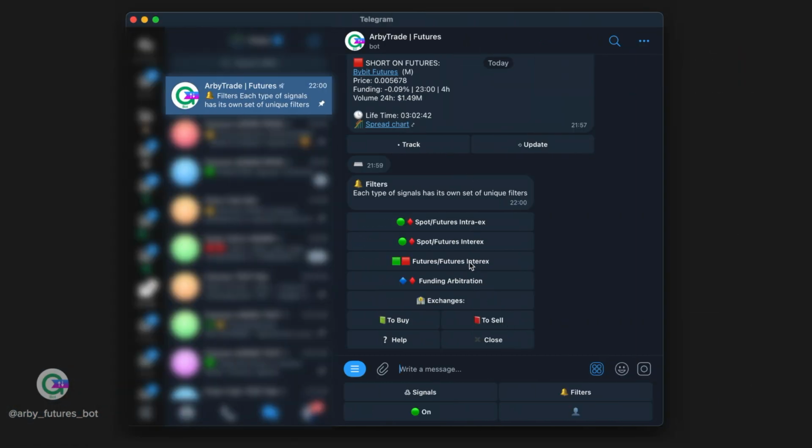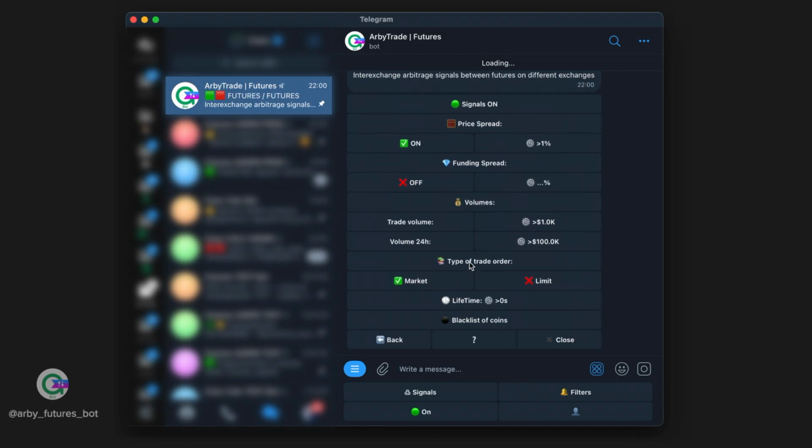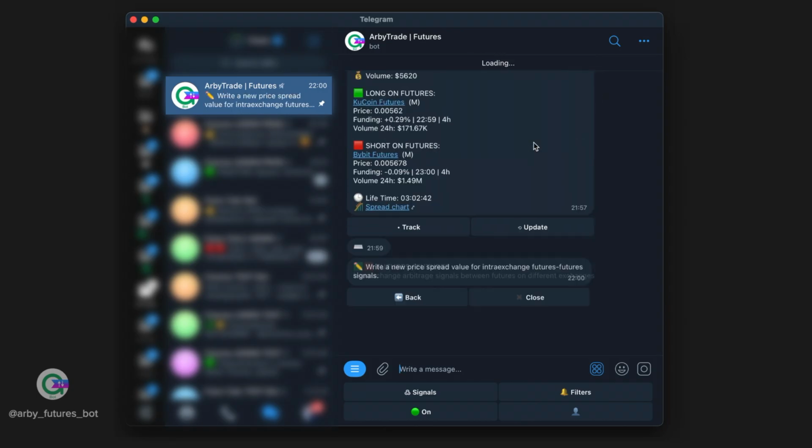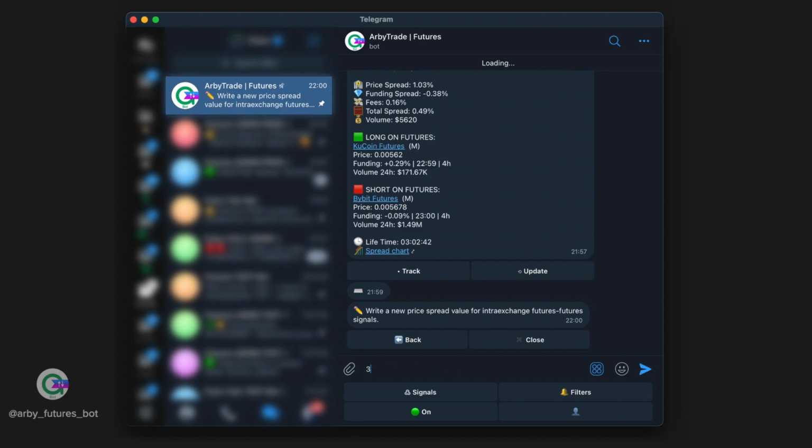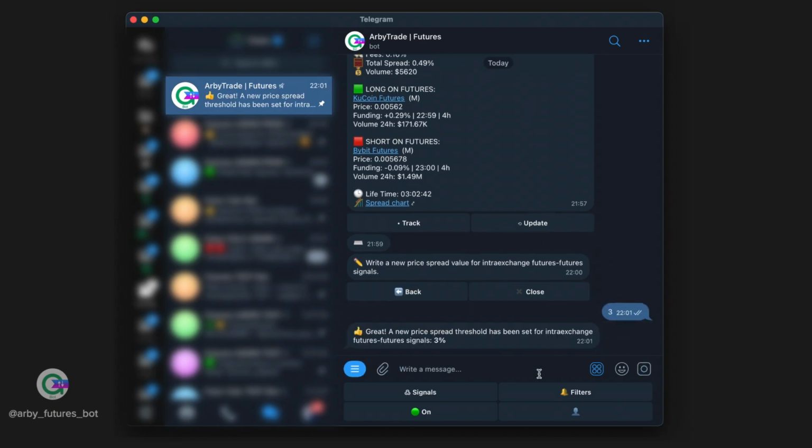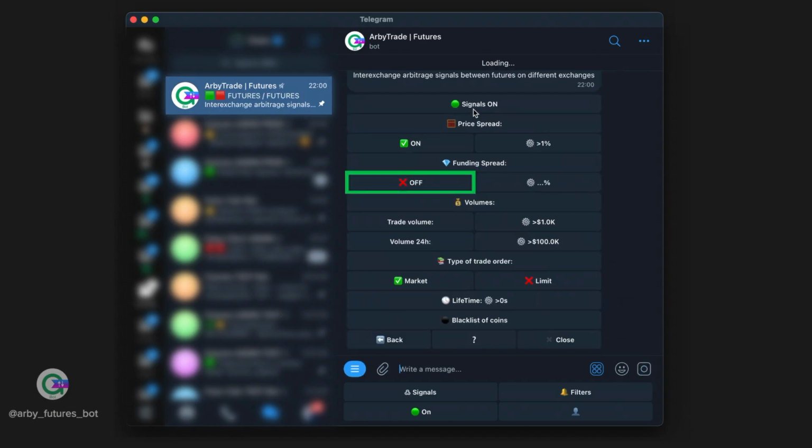Each type of signal has its own independent filter settings. You can enable or disable which types of signals you want to see. Take the price spread into account or not, and set the minimum price spread value above which the bot should send signals. Take the funding spread into account or not, and set the values for this spread.